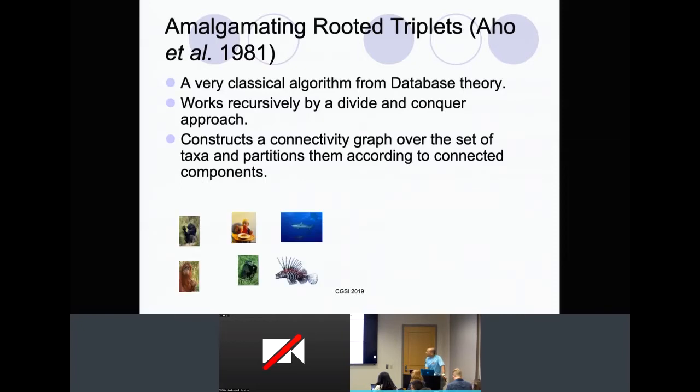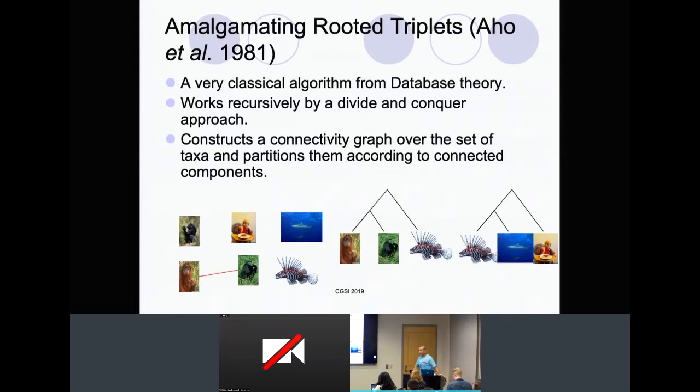So these are the guys, and we will now construct the connectivity graph. Have a look. So we have this triplet. This is the piece of information. So we just join these guys on the connectivity graph by one edge. This is that edge.